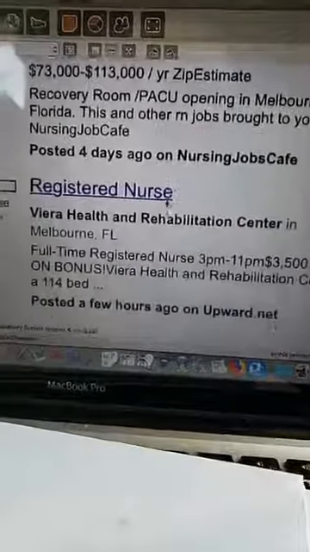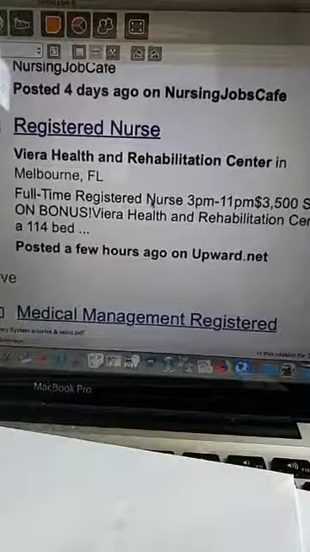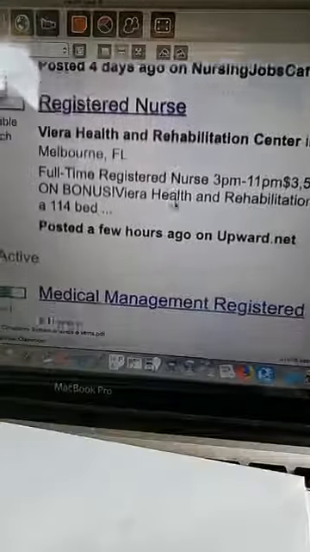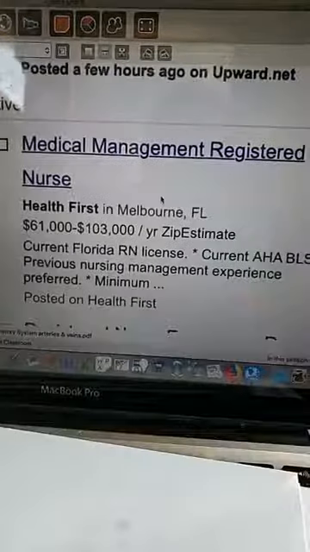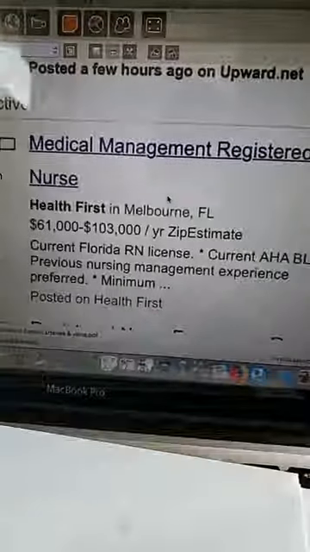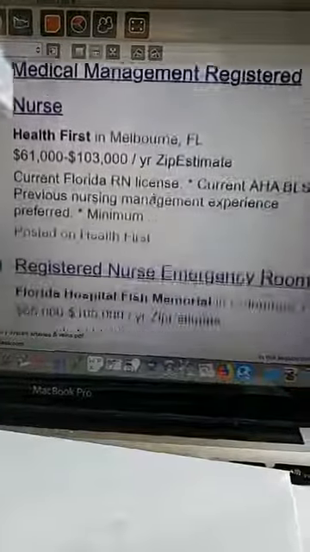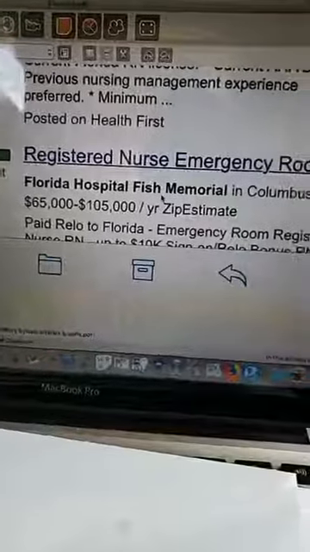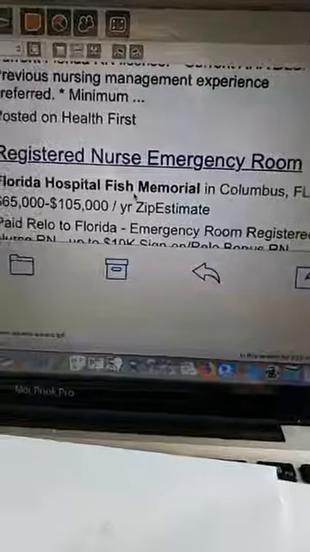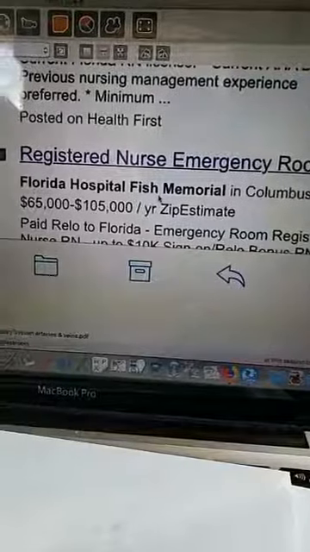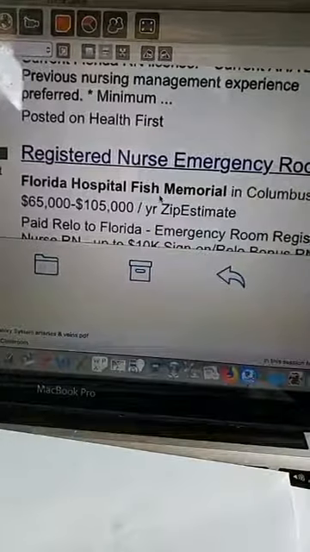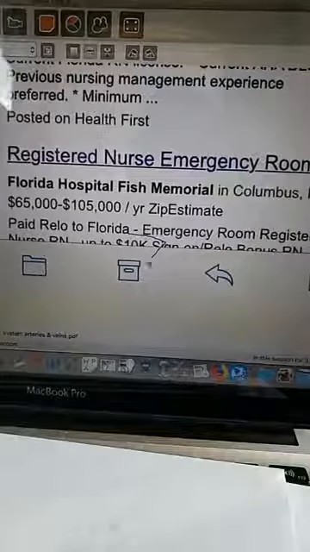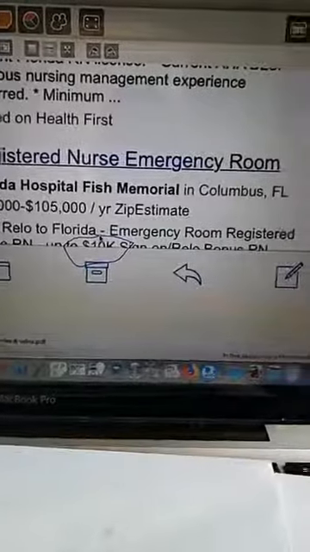We have another one here in Vieira Health Rehabilitation Center. They're offering $3,500 just as a sign-on bonus. We have another one here, medical management registered nurse, $61,000 to $103,000, and lastly here we have nurse for the emergency department. So Florida Hospital in Columbus, Florida, they're looking for nurses right now. I've talked to a lot of these recruiters and other people. They send me these things all the time. So 65 to 105 with the cut off down here, but a $10,000 sign-in bonus, plus relocation.